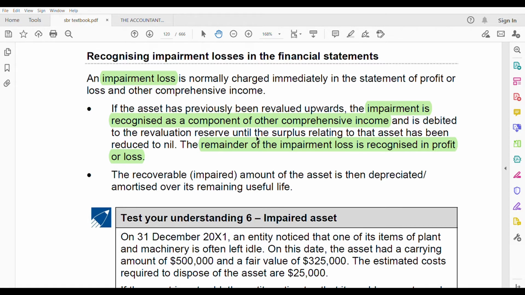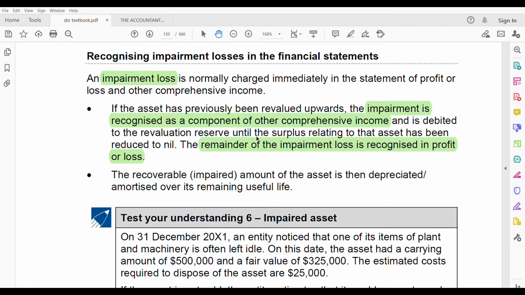And this was a revalued asset. Your impairment is on a revalued asset. It was previously revalued upwards. So that means it must have been recognized in OCI, right? It was 5 million, the revaluation gain. Now the impairment is 10 million. So what do you do? You debit 5 million in your revaluation reserve, because in the revaluation reserve you have 5 million. So your revaluation reserve goes off. It's nil now. 5 million minus the impairment 5 million.